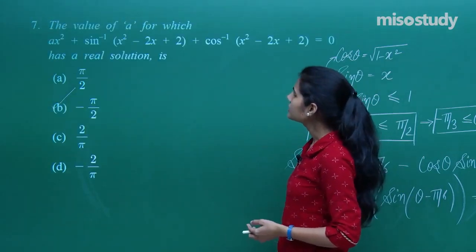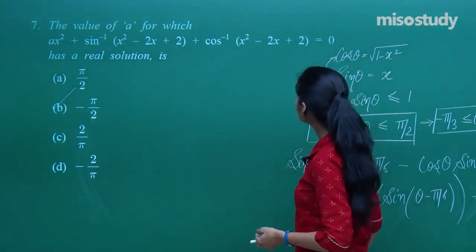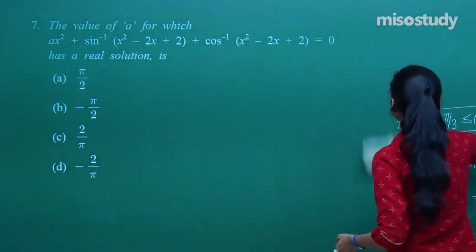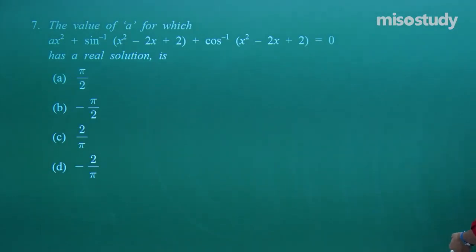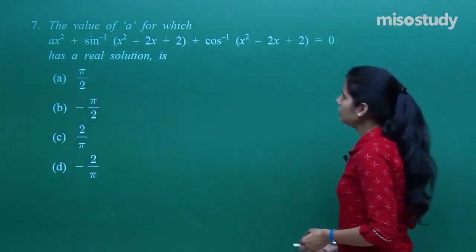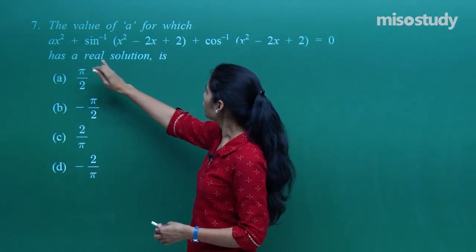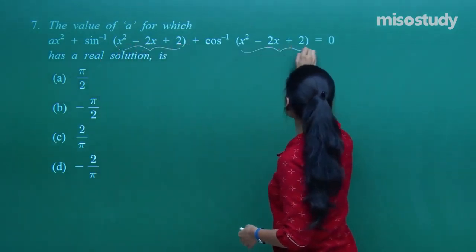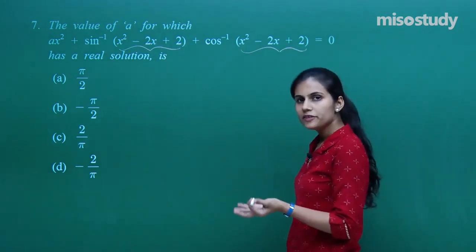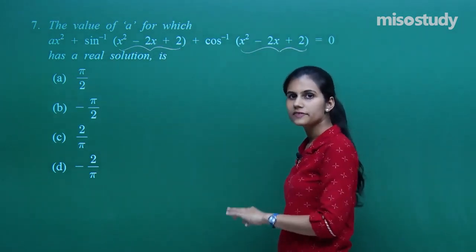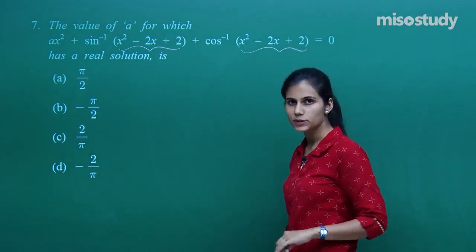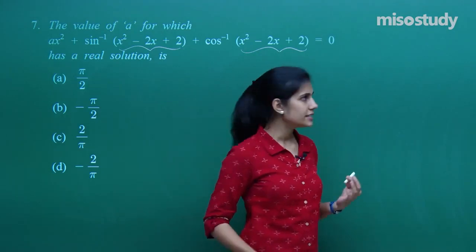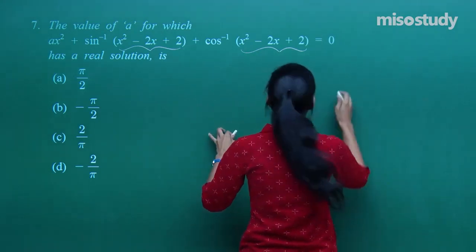Next question what we have is: the value of a for which this expression is 0 has a real solution is what? Let's see. Okay, so over here everything is good. Sine inverse of this and cos inverse of this has been taken. Sine inverse of anything or cos inverse of anything is valid only when that anything is lying between minus 1 and 1 closed interval, right? So is this lying in the minus 1, 1 closed interval or not? Let's see. For all values of x.